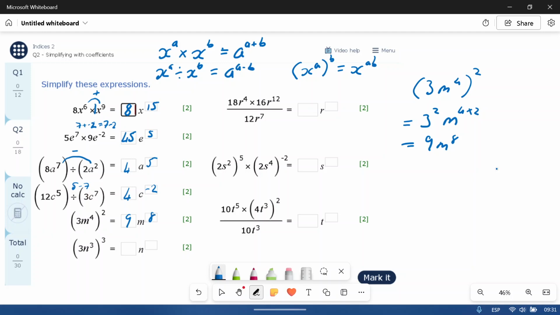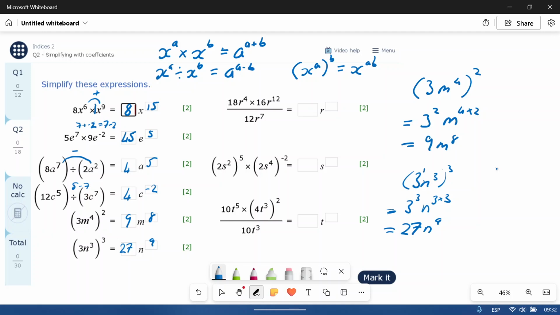Next one here, same thing. We have 3n cubed. Everything inside the bracket is being cubed. You can also imagine there's a 1. 1 times 3 is 3. And then 3 to the power of 3 is 3 times 3 times 3. So 3 cubed, of course, is 27. And this 3 times 3 is 9. So you keep the 3, you keep the cube. Yeah, that's how it goes.